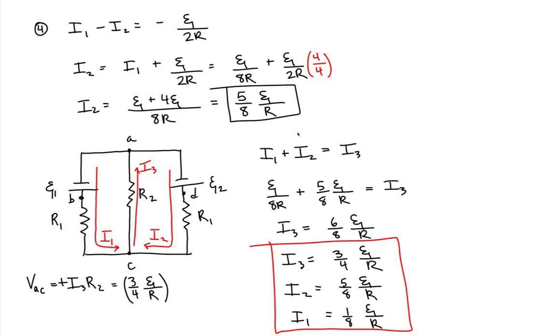Now remember, the resistance of R2, we had identified that to be R. So an R in the numerator cancels with an R in the denominator, and the potential difference across resistor 2 is 3/4 of the potential difference of battery 1.